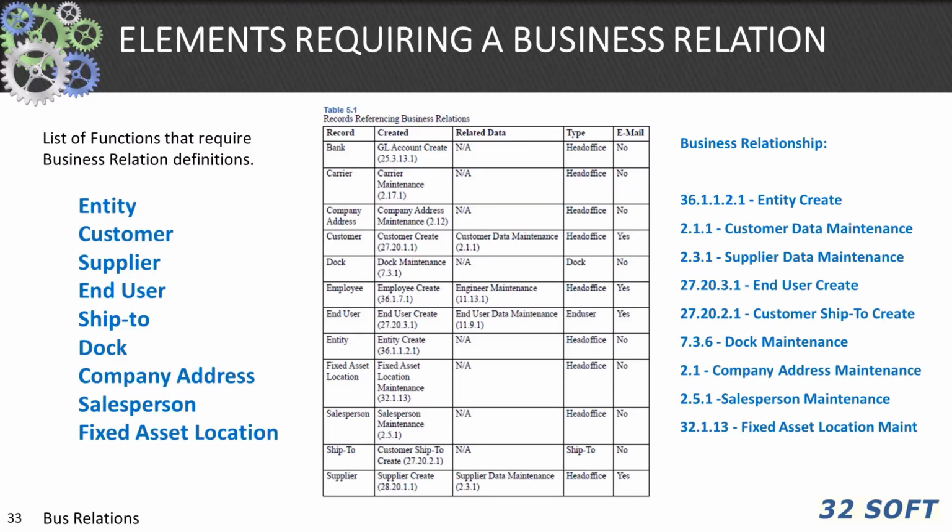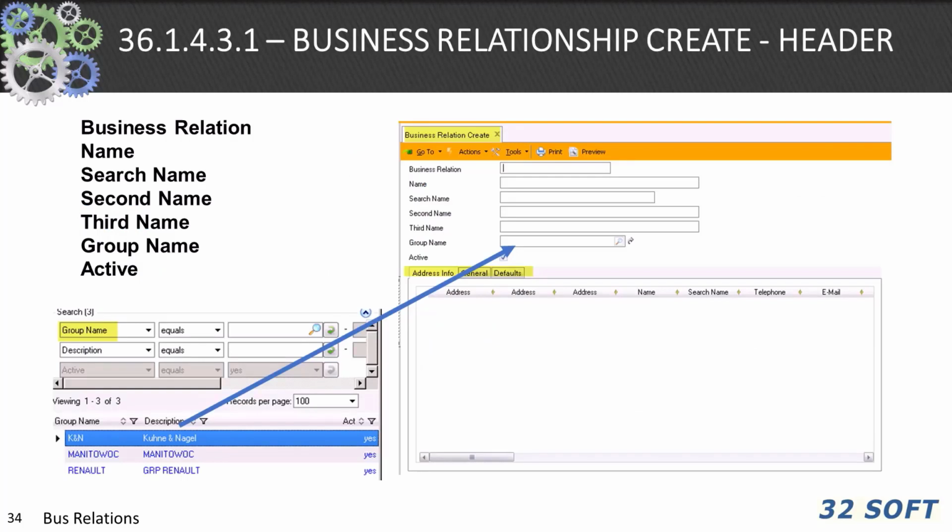Here is the list of functions that require business relation definitions: entity, customer, supplier, end user, ship to, doc, company address, salesperson, and fixed asset location. 36.1.4.3.1 Business Relationship Create. In the header, it defines the business relationship ID, 4 different names to associate to a record, and the active code.